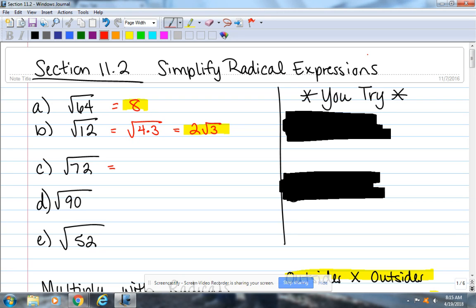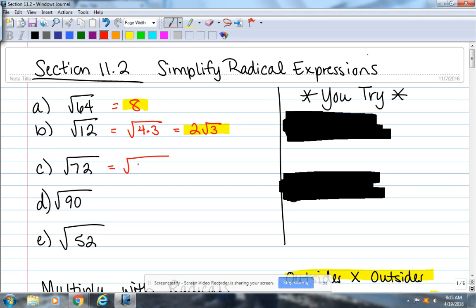So 72 falls between 81 and 64, doesn't it? Does 64 go into 72? No. Does 49 go into 72? Does 36 go into 72? Yes. So that's going to be my largest. There are other squares that go into 72. 9 goes into it and 4 goes into it, but those aren't the largest. We want to use the largest one because it makes our problem more simplified and causes us less work.